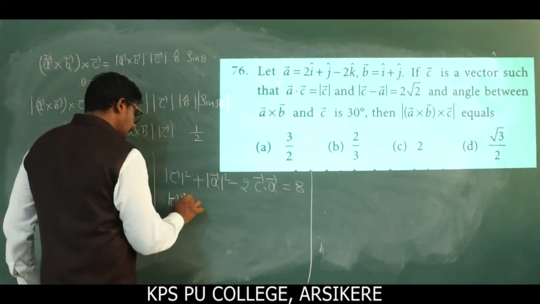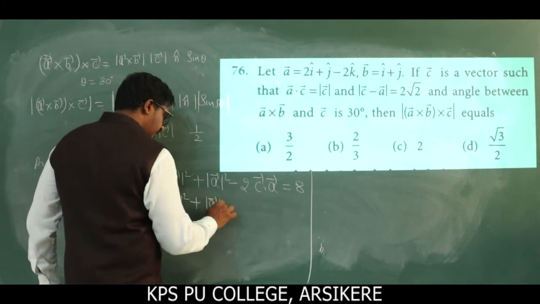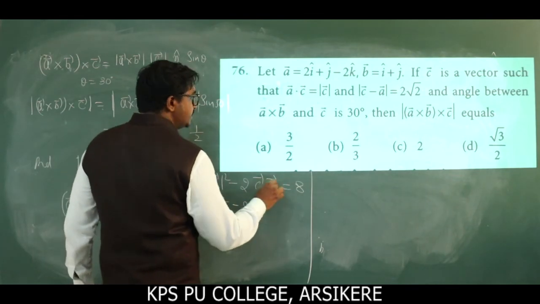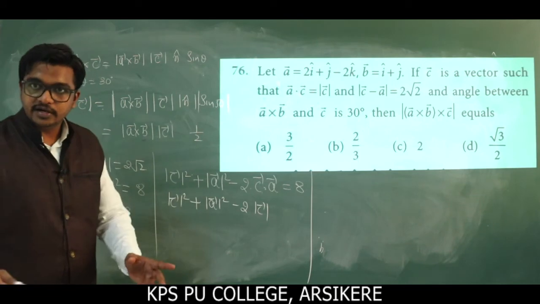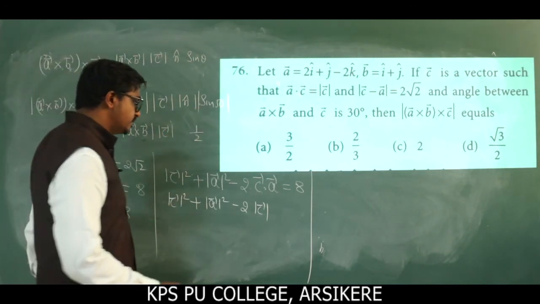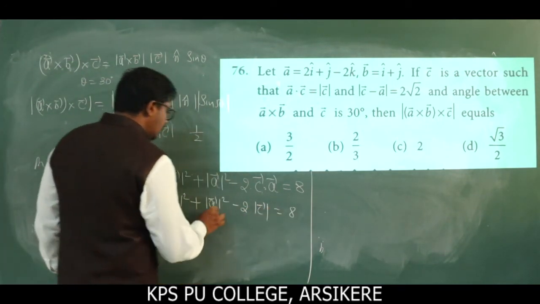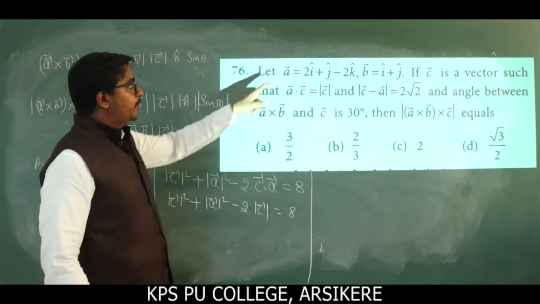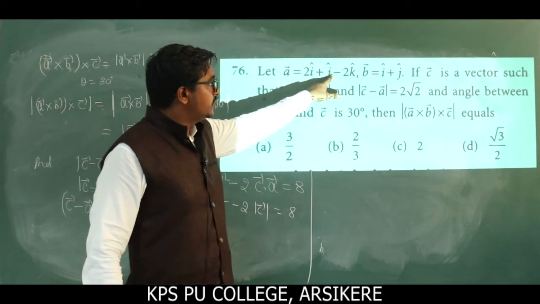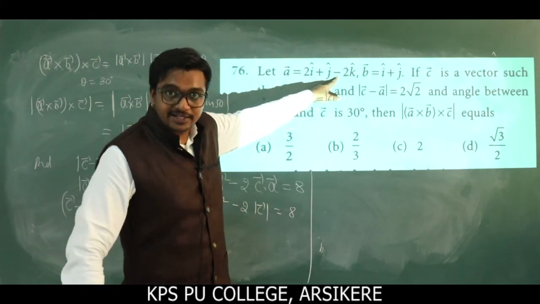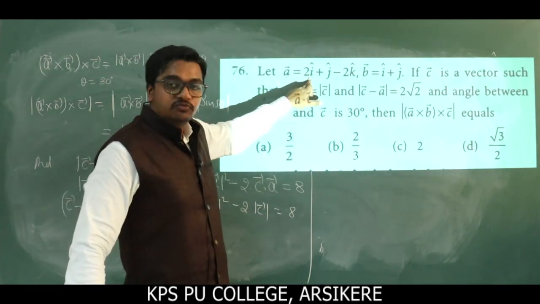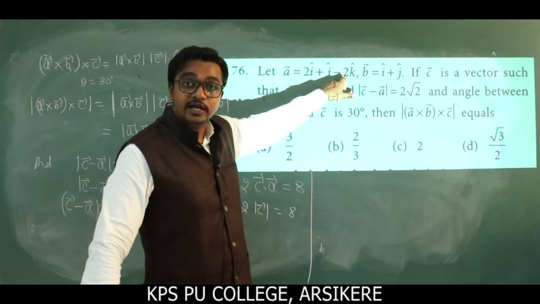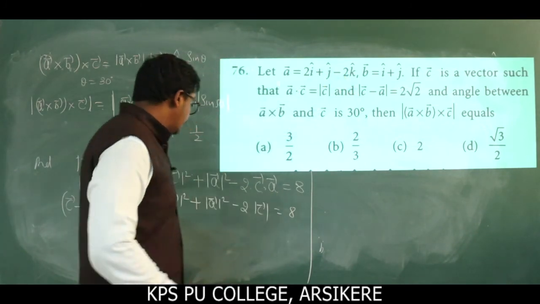Here, C dot A becomes mod C, because it is already given that A dot C or C dot A both are equal. And magnitude of vector A whole square: vector A is 2i plus j minus 2k, corresponding magnitude becomes 3. Root of 2 square is 4, plus 1 is 5, plus 4 is 9. Square root of 9 is nothing but 3. So that becomes 3 square.